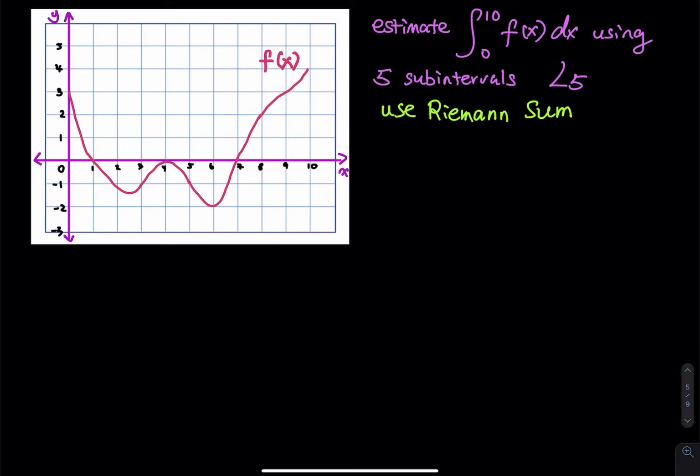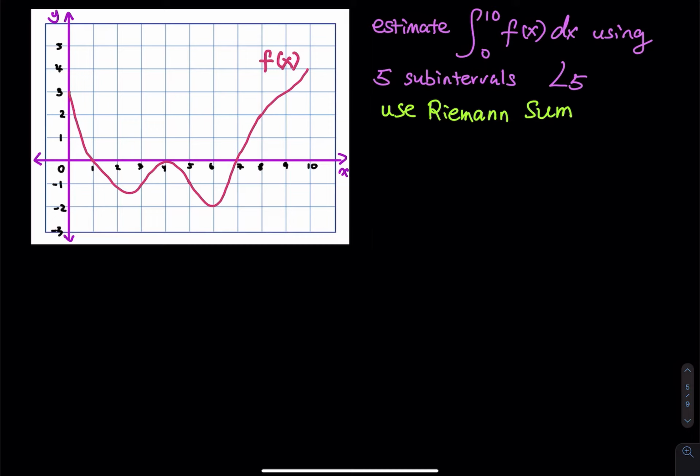I am going to use the Riemann sum method using 5 subintervals, a left sum, to evaluate this definite integral. Alright, so how do we start? To start, we know we have a function. We don't know what the function is, but we do have a graph.